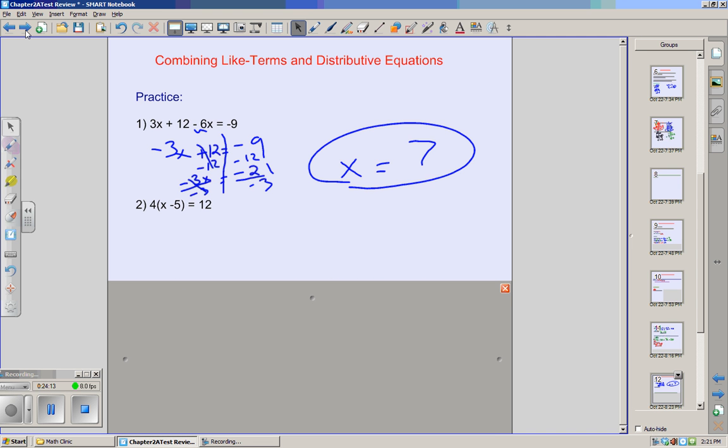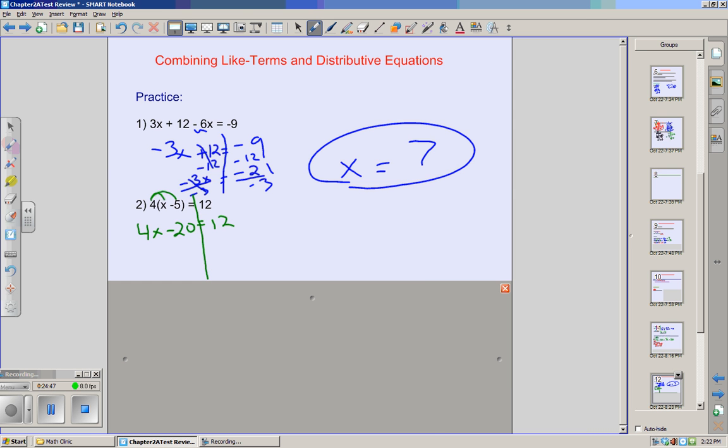Let's look at number 2. Again, we need to do the distributive property, and since there is an equal sign, we will solve for x. Pause your recording and do this now. Okay. I do my distributive property since my 4 is right outside the parentheses. 4 times x is 4x. 4 times negative 5 gives me a negative 20 equals 12.